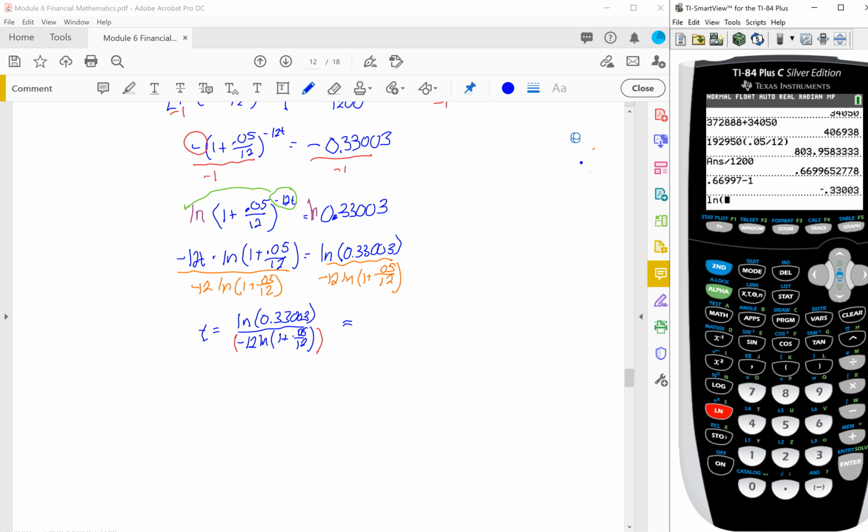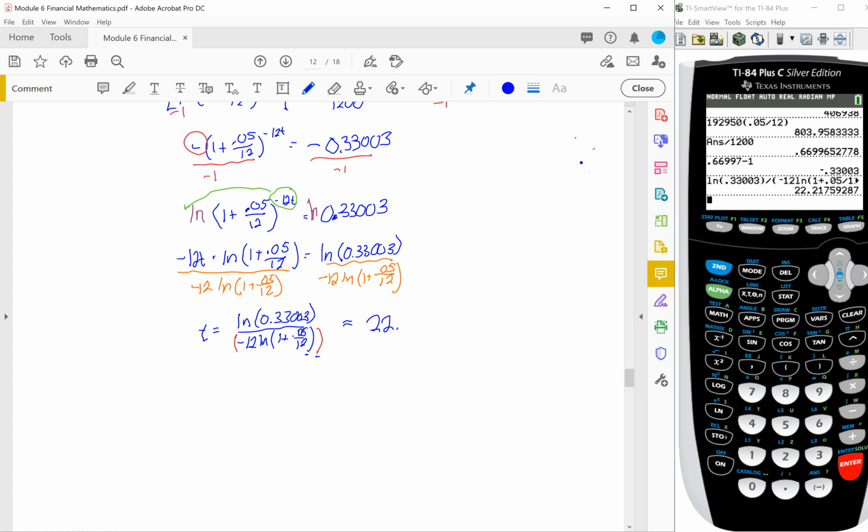So it'll be natural log 0.33003 divided by this parenthesis to start the red one I wrote for my denominator. Negative 12 natural log 1 plus the 0.05 divided by 12. Now I'll need a first parenthesis to close off this blue one that we wrote, and a second parenthesis to close off this red one that we wrote to group the denominator. Okay, and what I get is 22.2 years to pay off your loan.